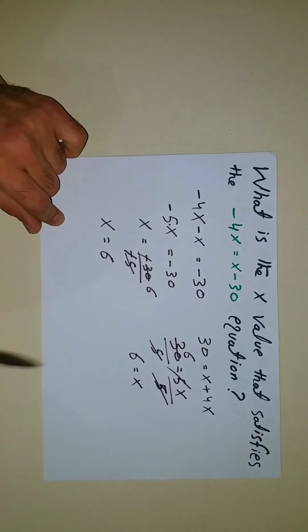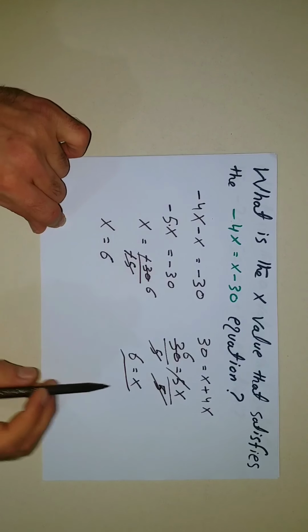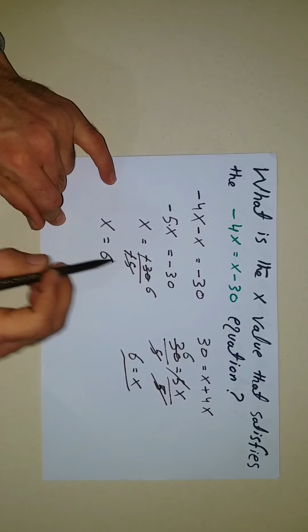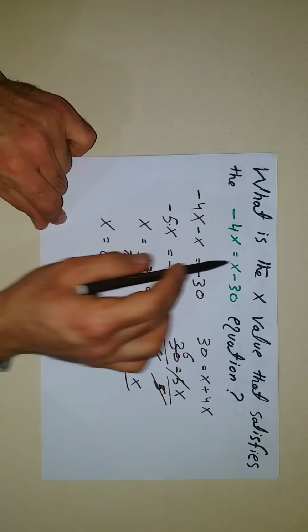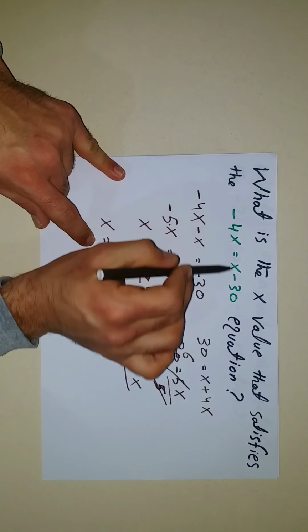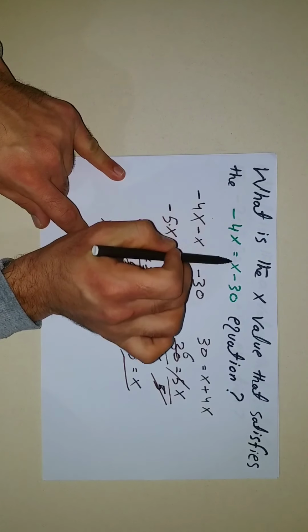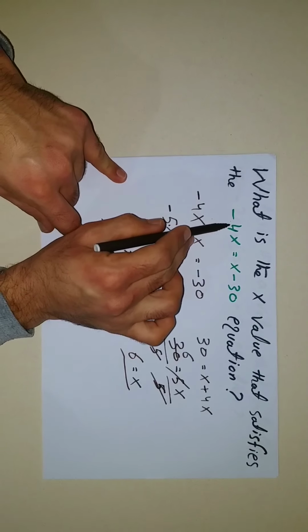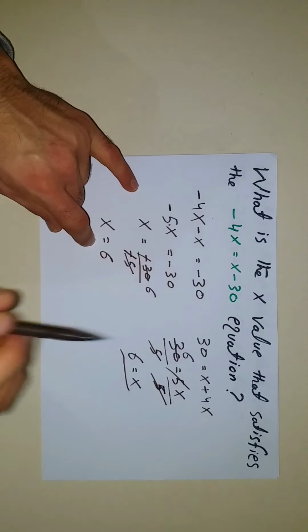You will find the same result like this, and this x is equal to 6 is the root of this equation. It is the root of this equation. If I put x is equal to 6 in the equation, it will satisfy this equation. It will give you the result. Both sides of the equation will be the same.